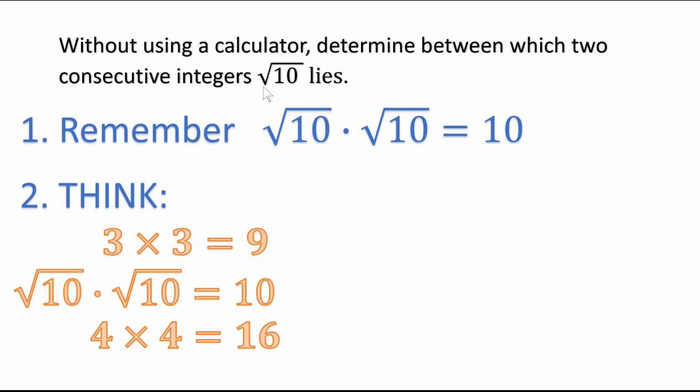All right, so that's how you would figure out that the square root of 10 is between 3 and 4. Because you know that 3 is the square root of 9, 4 is the square root of 16, and 10 is between 9 and 16, so the square root of 10 must be between 3 and 4.